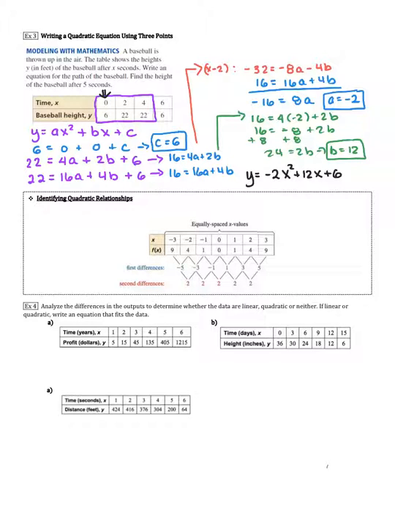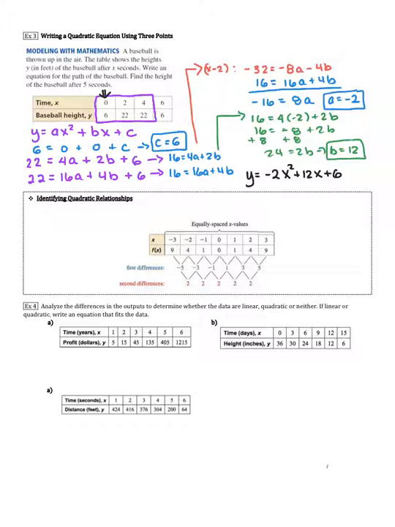Okay, the last little bit we're going to talk about, so we've been given data. You get a vertex and a point, or you get a couple roots and a point, or you have a set of data that you know is quadratic. You can come up with the equation. But what if they don't tell you what type of data you have? You just have a table. We have to figure out, is it quadratic or is it linear? Because that's really all we have so far.